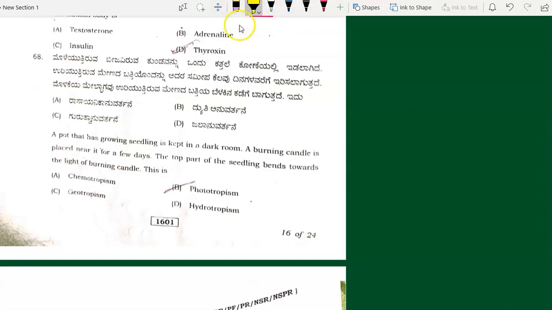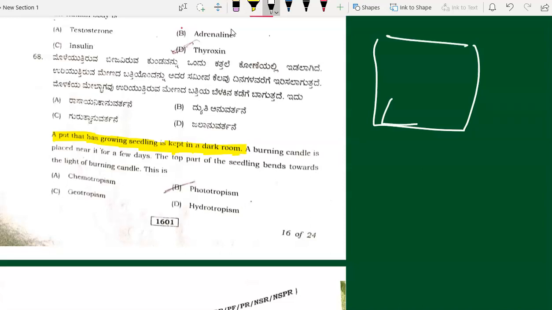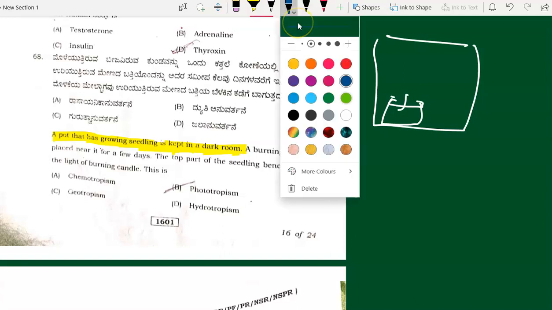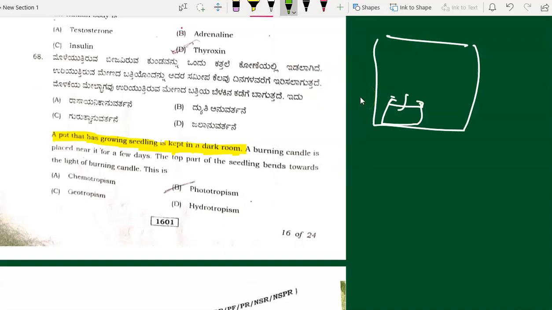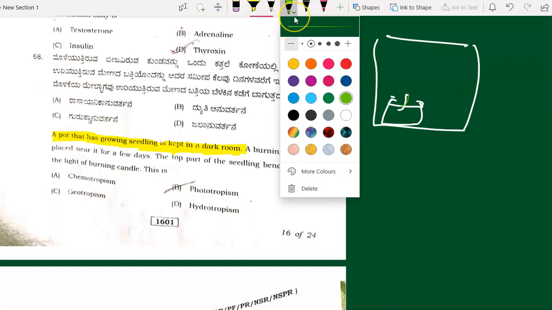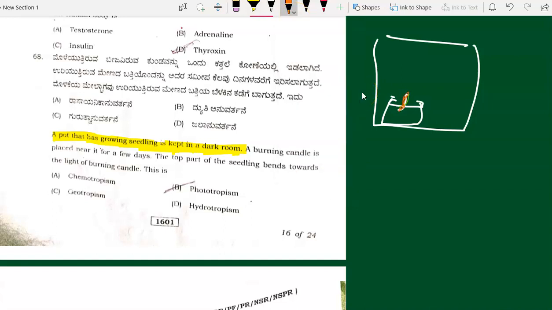Okay, let's take a highlighter. A pot with a growing seedling is kept in a dark room. Here we have a very dark room, and there is a pot we have kept. In that I have placed a seedling. I can't show it using green, so I'll show it using this. Okay, seedling.